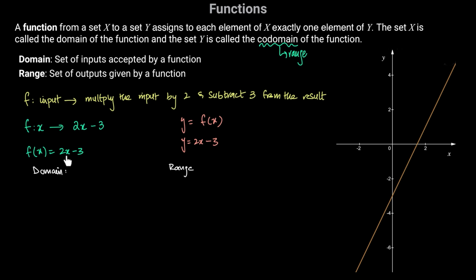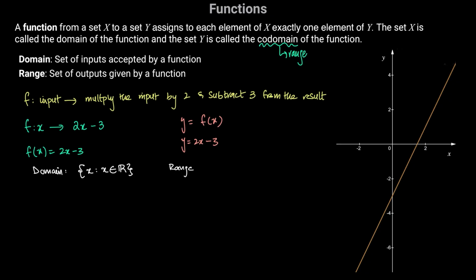x could be pi, it could be 0, it could be the square root of 2, no matter what it is, it could be any real number, and any real value of x will give us an output. So the domain, which is the set of inputs accepted by a function, here the input is x, is the set of real numbers. So we can say that x can be any real number. Here this notation means x belongs to the set of real numbers. There's no restriction.